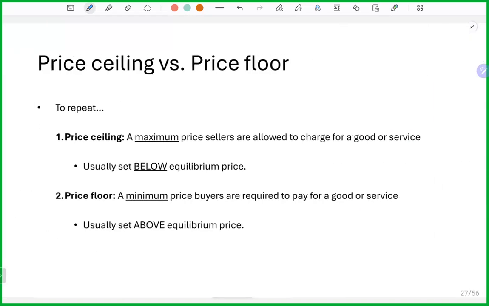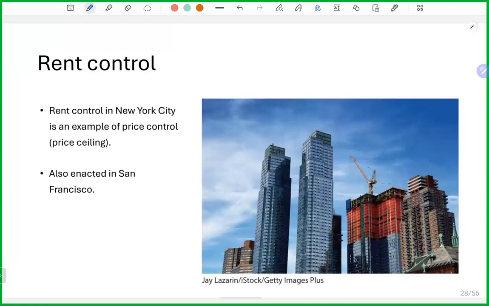To repeat, a price ceiling is a maximum price that sellers are allowed to charge for a good or service. A price floor is a minimum price buyers are required to pay for the good or service, usually set above the equilibrium price. Now just think about this particular example, rent control.